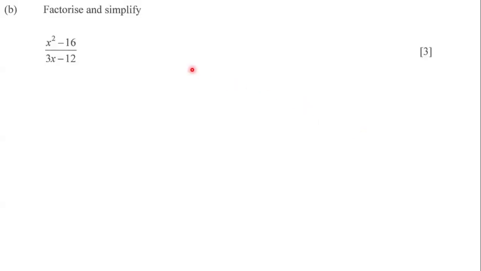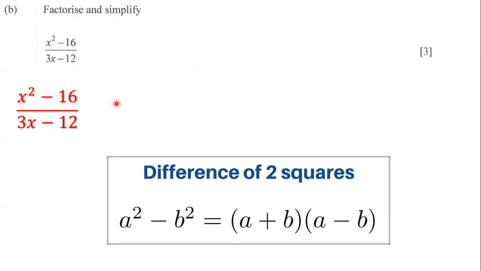Here, our goal is to factorize and simplify this algebraic expression. Notice that we have x squared minus 16 all over 3x minus 12. Indeed, our goal is to factorize this entire expression, but let's focus on the numerator. Let's factorize the numerator. In order to factorize the numerator, we're going to use the difference of two squares.